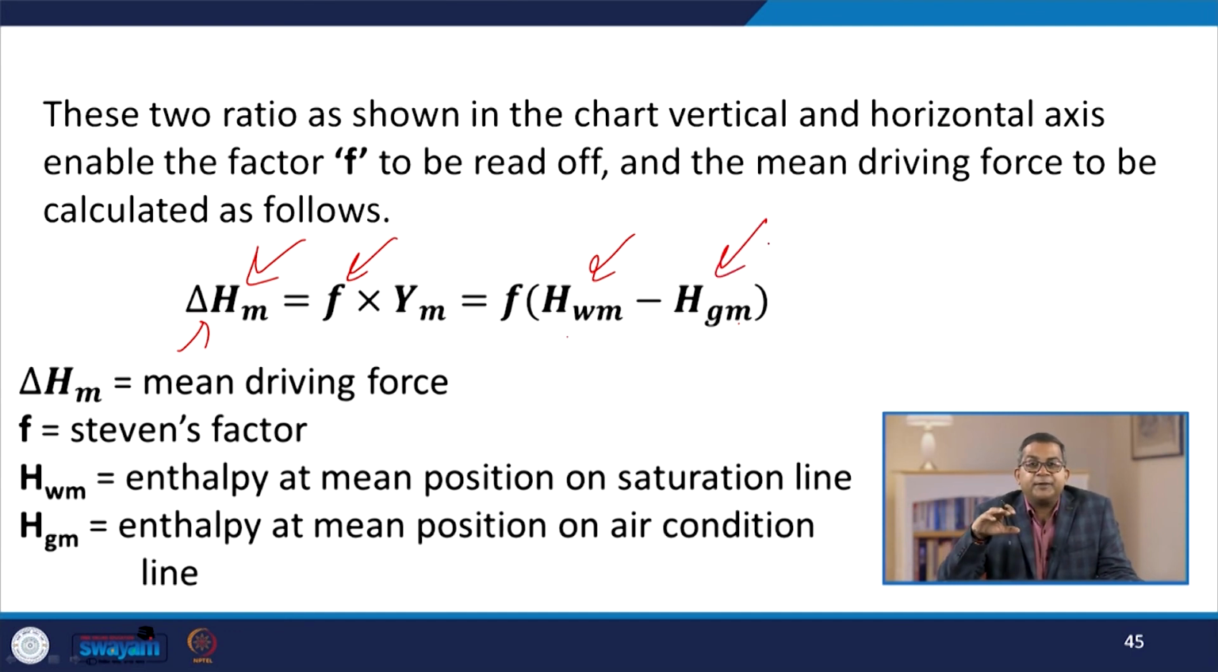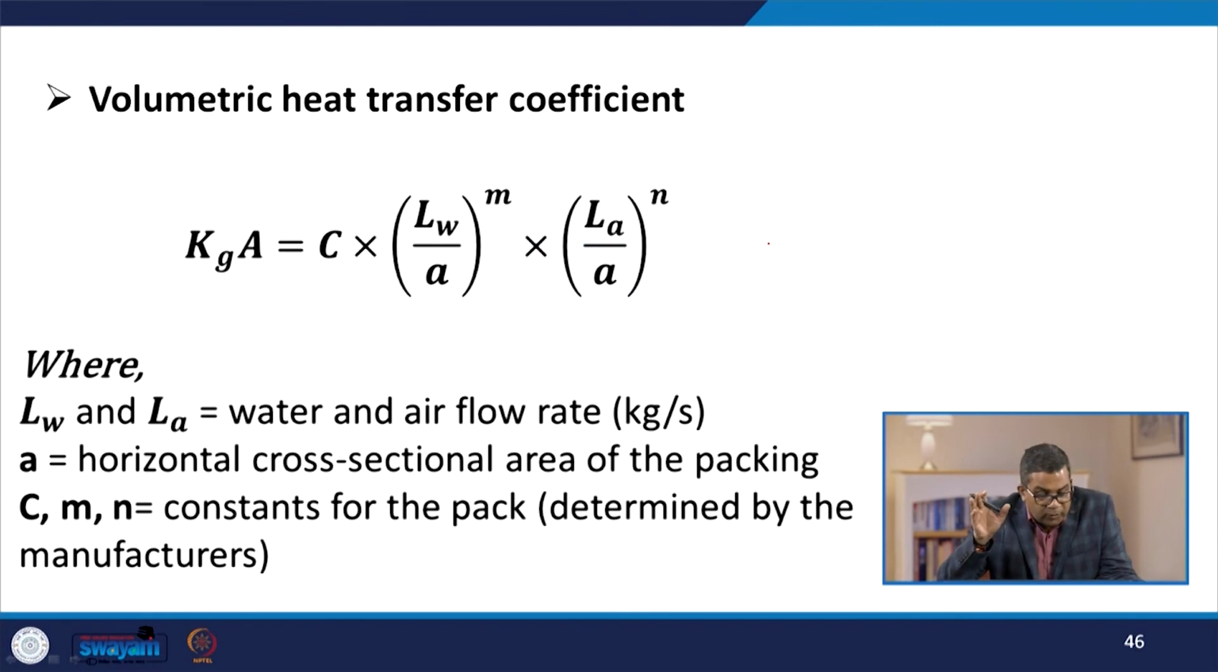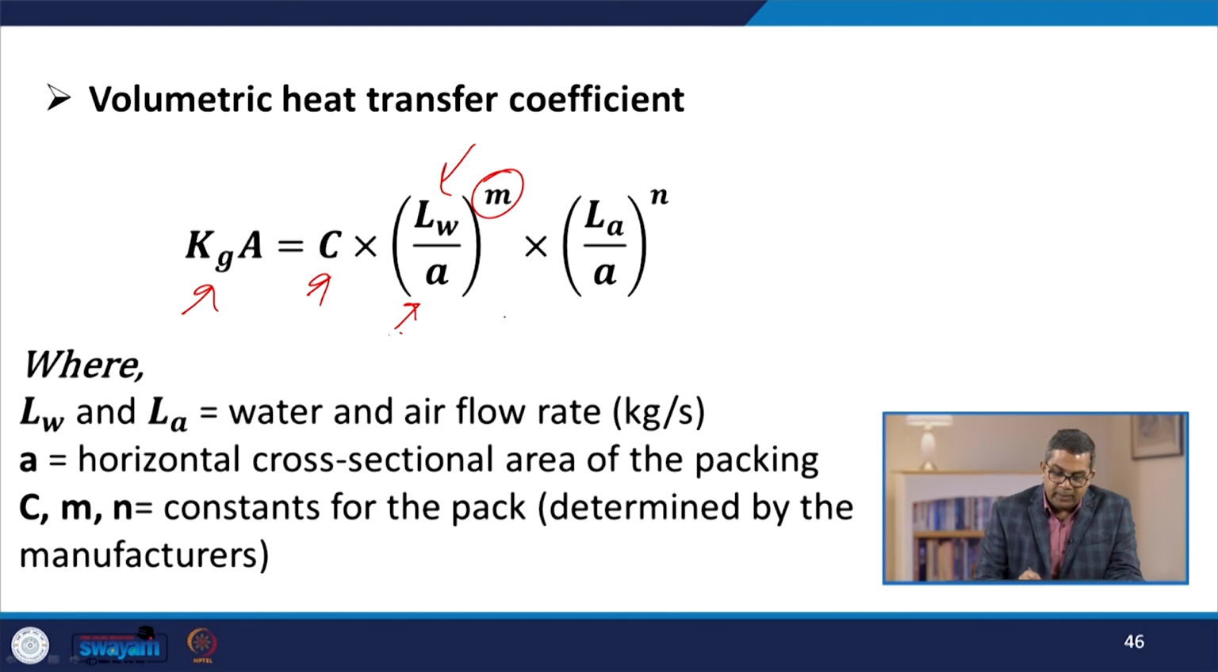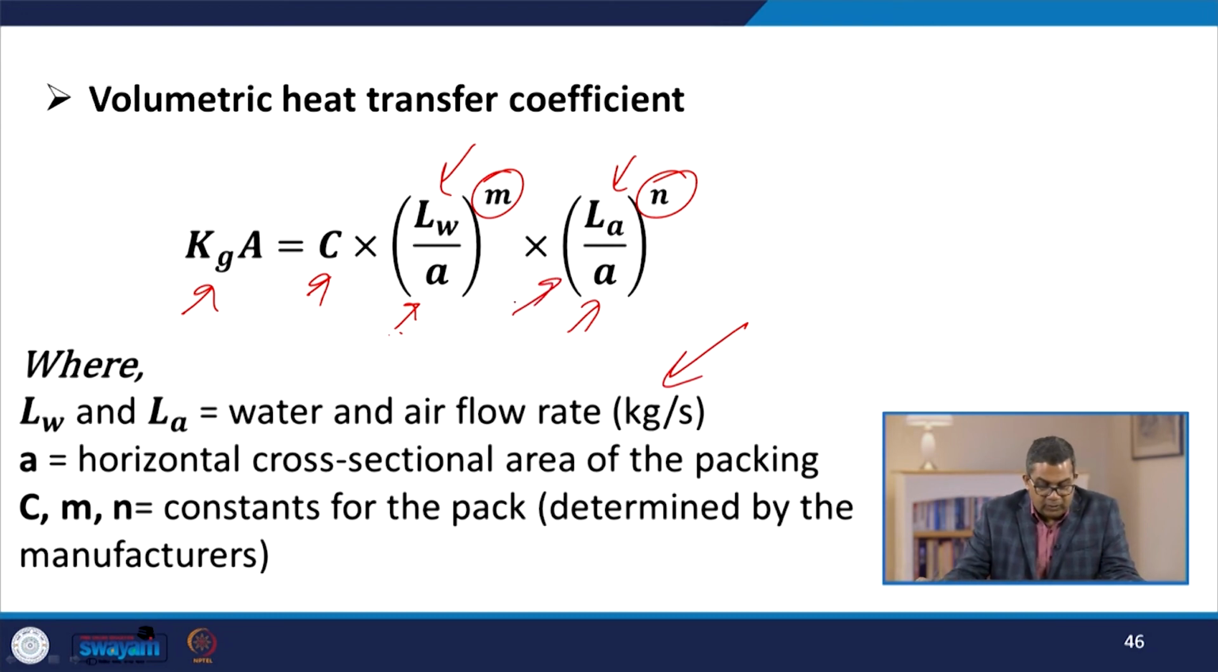Now let's talk about the volumetric heat transfer coefficient, and that is kGA is equal to C into (Lw over A) to the power m into (La over A) to the power n, where Lw and La are the water and air flow rates in kilogram per second, and A is the horizontal cross sectional area of the packing. C, m and n are constants for the packing, usually determined or given by the manufacturer.